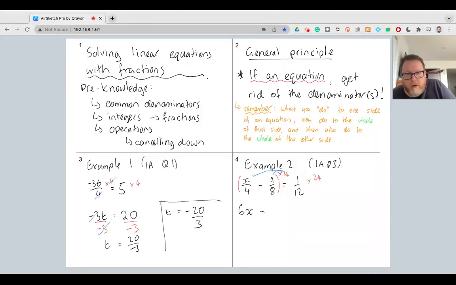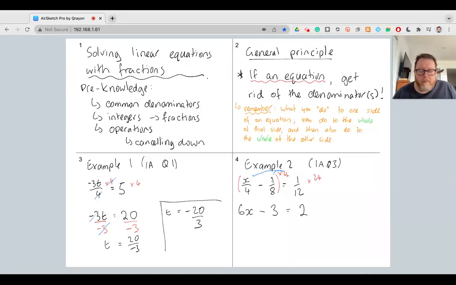Minus, similar idea. If I have 8 down the bottom here and 24 up the top here, then 8 will go into 24 3 times. So I will have 3 times 1, which is 3. If I have 1/12 multiplied by 24, then 12 goes into 24 twice, which means I will have 1 times 2, which is 2 on the right. 6x minus 3 equals 2 is our new equation.